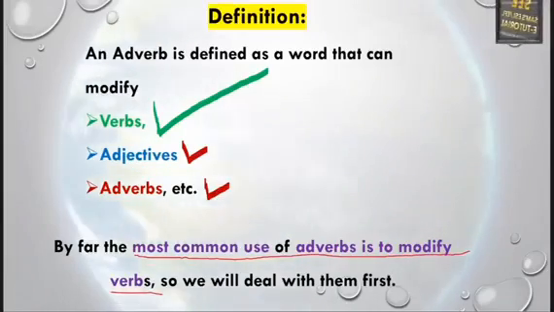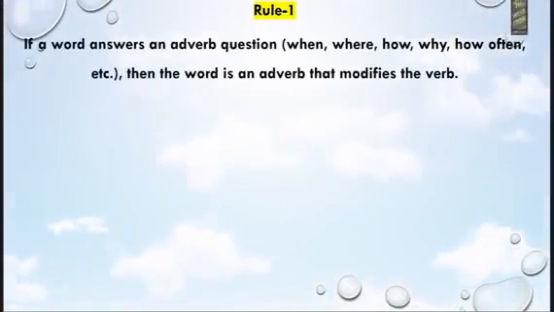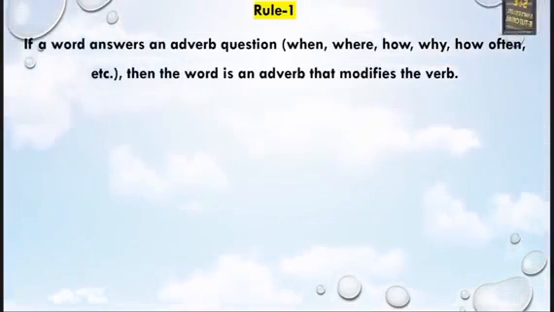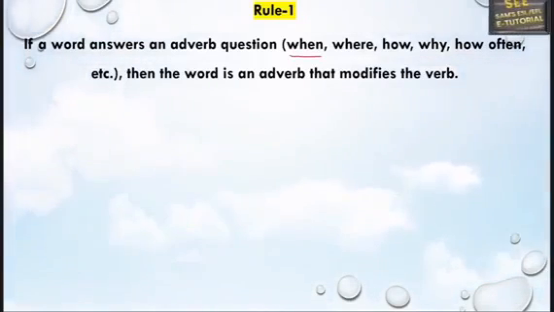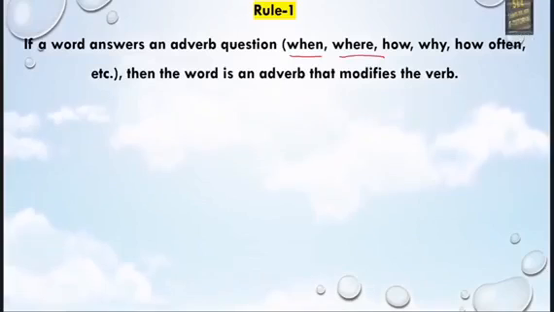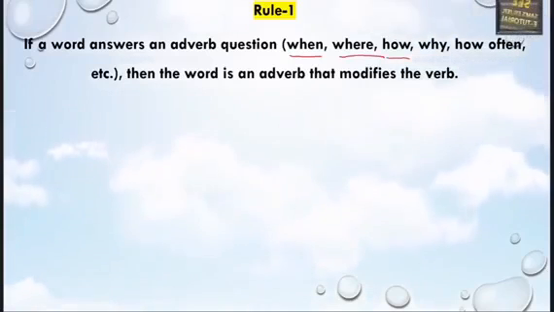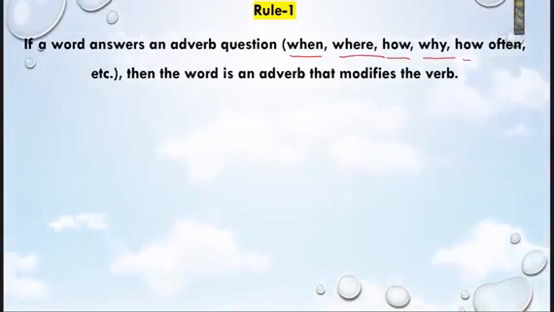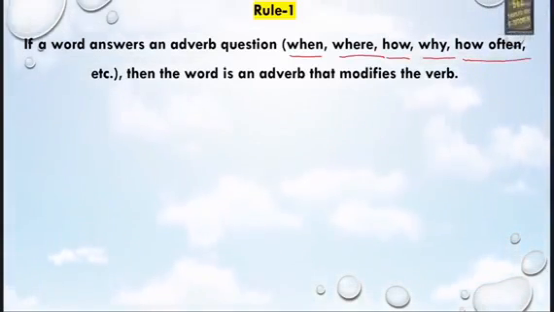Now that takes us to the next point, and that is of course the major reason for this lesson. Rule 1. What then is rule 1? Rule 1 simply tells us that adverbs will always answer questions. When they answer the question when, we talk about adverb of time. When they answer the question where, we're talking about adverb of place. The question how, adverb of manner. The question why, adverb of reason. And the question how often, we're simply talking about adverb of frequency.